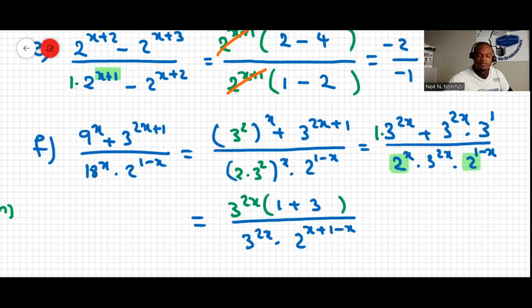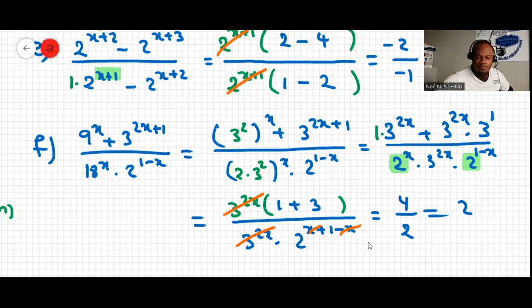Now there we can cross this and that, and here also x and minus x cancel. So the answer would be 1 plus 3 is 4, 4 over 2 to the power of 1, just 2. And then this answer is 2.